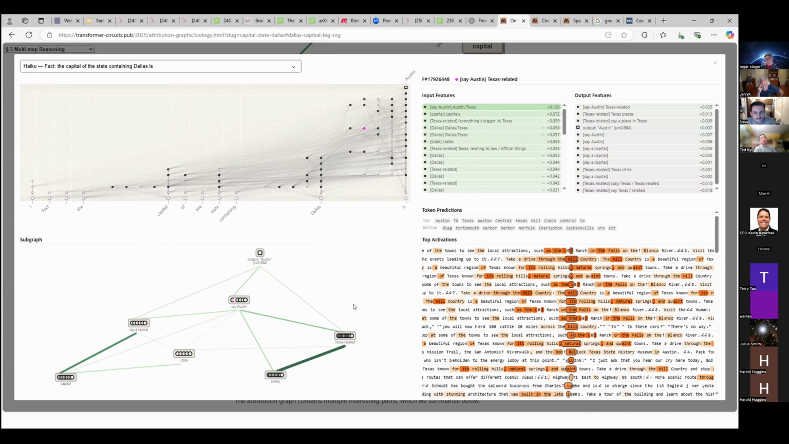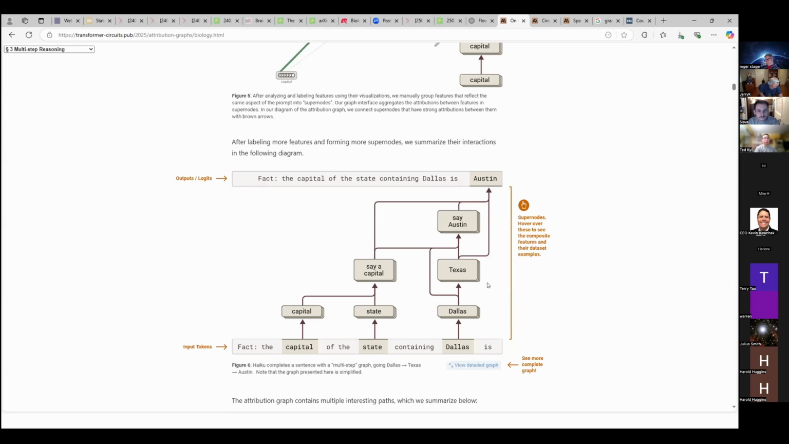And so next week we can go into what happens if you take this and you analyze them and you manually annotate and say, these seem to have to do with the concept of a state in the United States. These seem to have to do with the city of Dallas. These seem to have to do with the state of Texas. These seem to have to do with the capital of a state, and so on. Then you can simplify it into this diagram with supernodes.